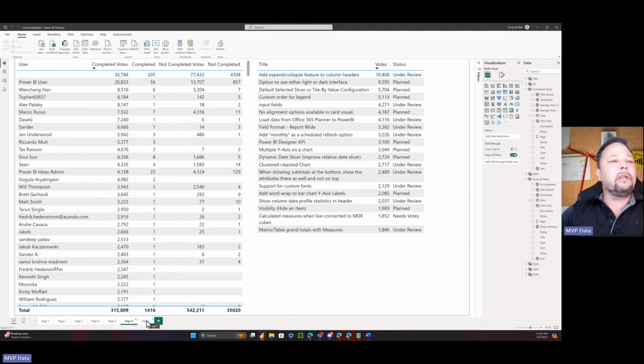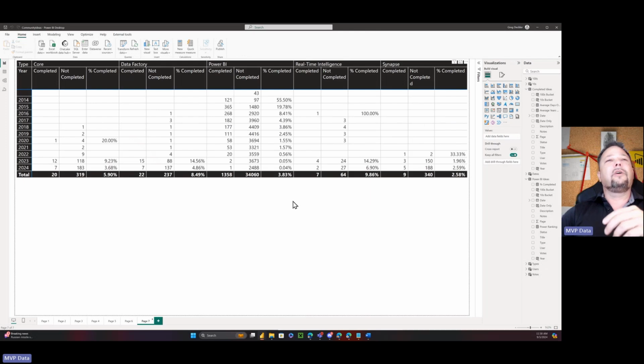Okay, so last one, and this one is the one that I think shows Microsoft has completely abandoned Power BI. So there's actually a type in the ideas in terms of what the idea is about. Is it core? Is it Data Factory? Is it Power BI? Is it real-time intelligence? Is it Synapse? It's funny to me that Fabric doesn't appear on this list. I guess that would be core.